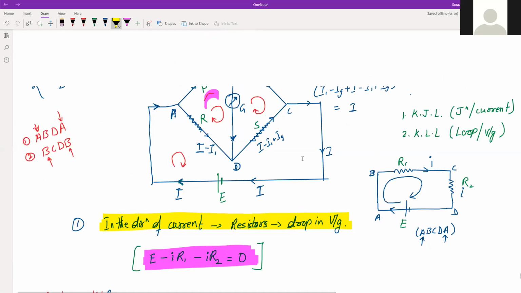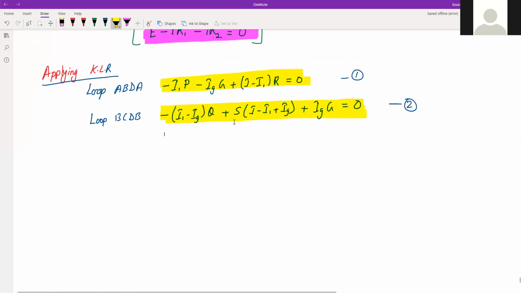Now, in examination, you have P, Q, R, S. The unknowns are I1, I, and IG, and P, Q, R, S, and G. So out of these, only two unknowns will be there, which we can solve using these two equations. Now, the next thing which we have to study is called the balanced Wheatstone bridge.